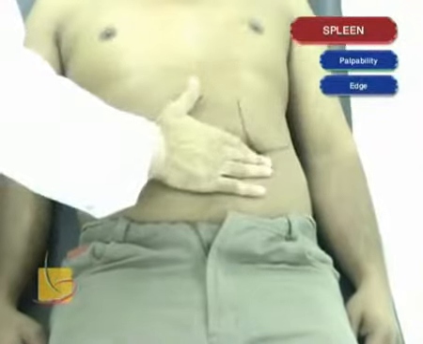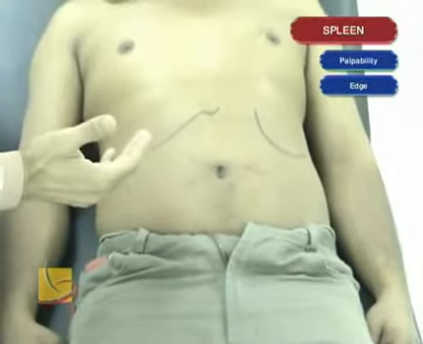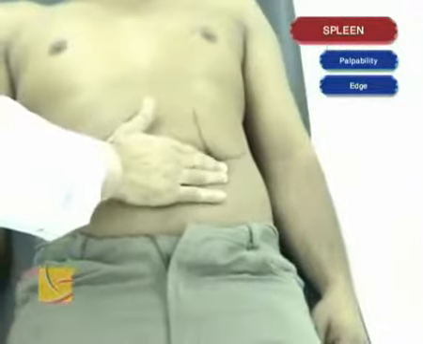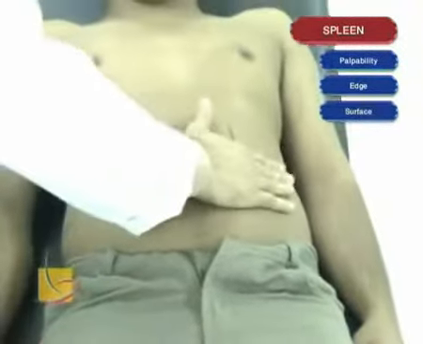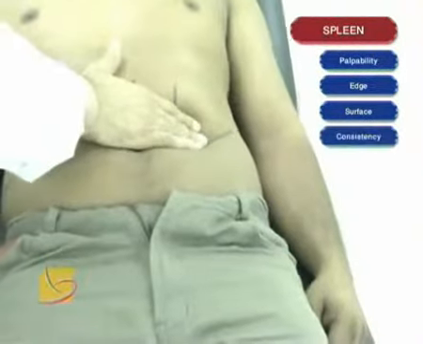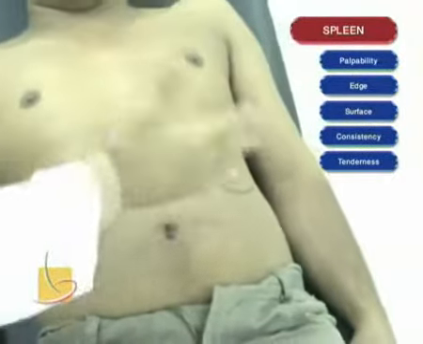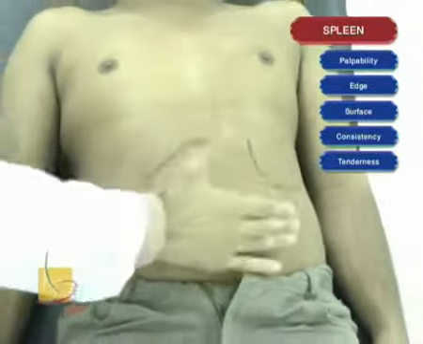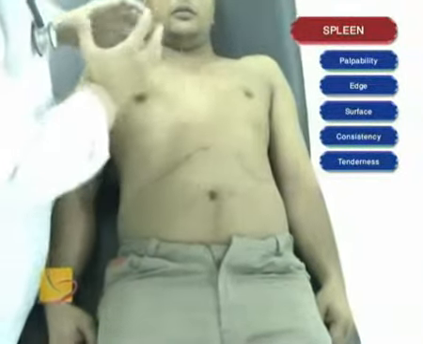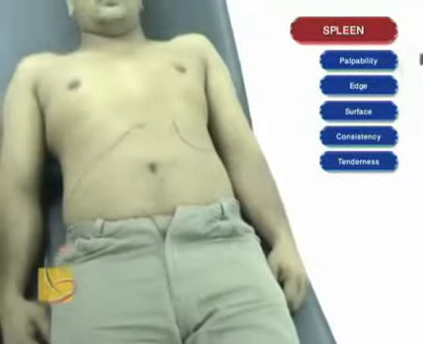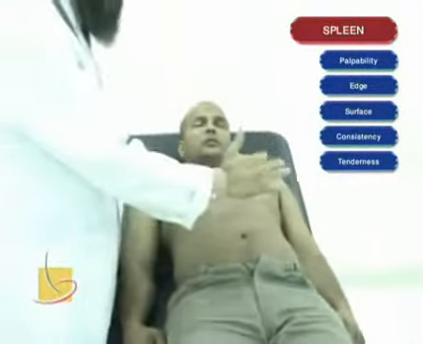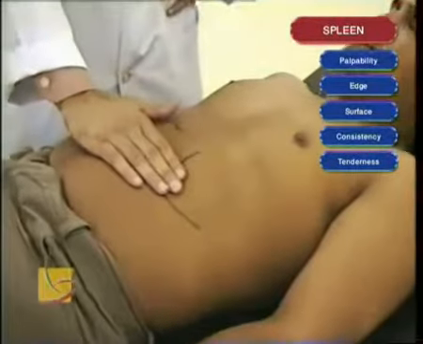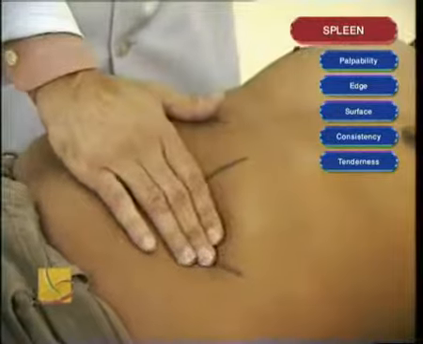The edge: almost all the edges of the spleen are sharp. Sometimes, not frequently, it may be rounded, but most of the time it is a sharp edge. The surface of the spleen, smooth. Consistency, tender. Someone may ask, can you get a tender spleen? Of course, you can get a tender spleen in inflammatory conditions, for example in patients with splenic abscess, in patients with splenic infarction, and sometimes in rapidly expanding tumors involving the spleen, like in hematological malignancies. The spleen may be painful and tender, so I have to be careful. So the edge, the consistency, the surface, and tenderness, whether it is tender or not.